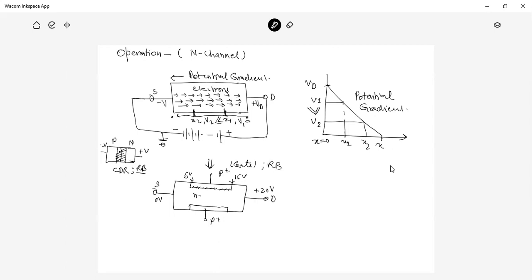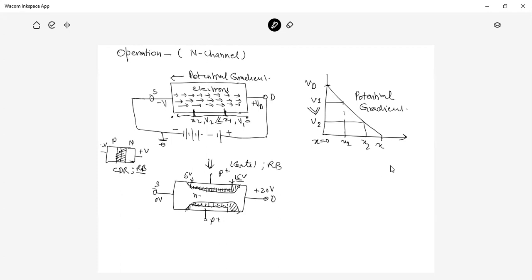So what will happen? Due to the reverse bias, there is a formation of CDR region. This is the CDR region. So in this CDR region, what is the uniqueness? The uniqueness is, we see this CDR depth is more at 15 volt, less at 5 volt.